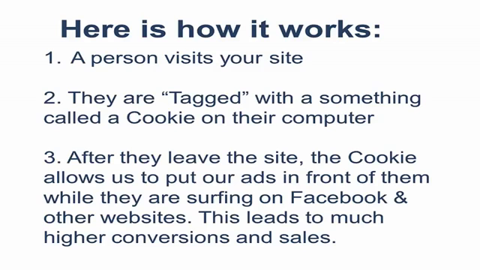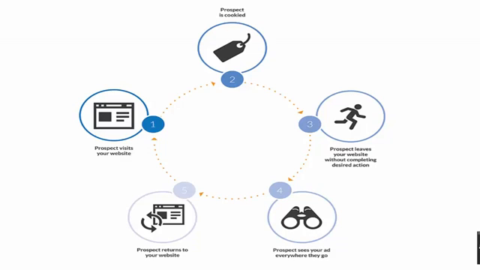Number one, a person visits your site. Number 2, they're tagged with something called a cookie on their computer. So basically a cookie attaches to their browser, allows us to follow them around the internet. After they leave the site, the cookie allows us to put our ads in front of them while they're surfing on Facebook and other websites. And this leads to much higher conversions and sales. They already know, like, and trust us. They just need to get that extra little nudge to make that buying decision or purchase or action or whatever we're trying to get them to do. Does that make sense? And then I answer any questions, and there are some frequently asked questions that we do get.